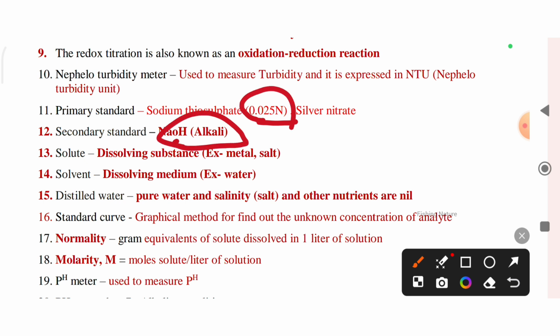NaOH is the alkali. Next, solute means the dissolving substance, a metal or salt. Solvent means the dissolving medium. Solute is the substance, solvent is the medium, which is water. Next, distilled water means pure water, where salinity, salts and other nutrients are nil. Distilled water is very pure water, with no minerals or nutrients present in it.